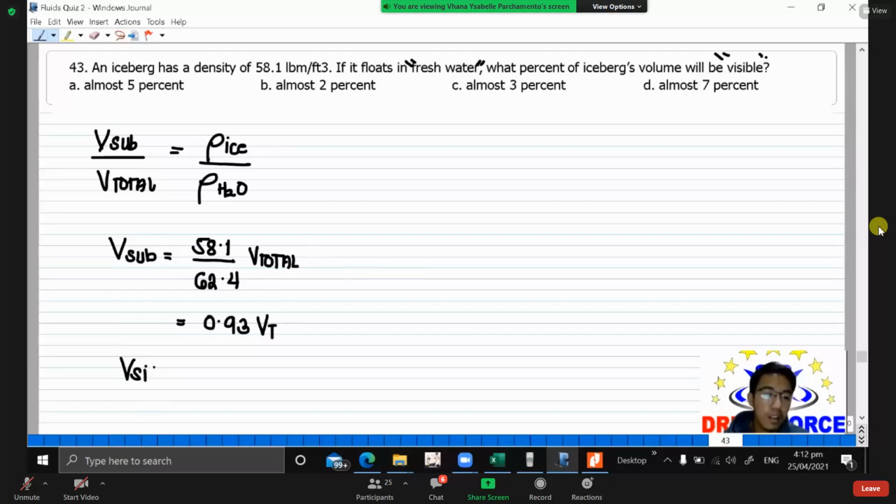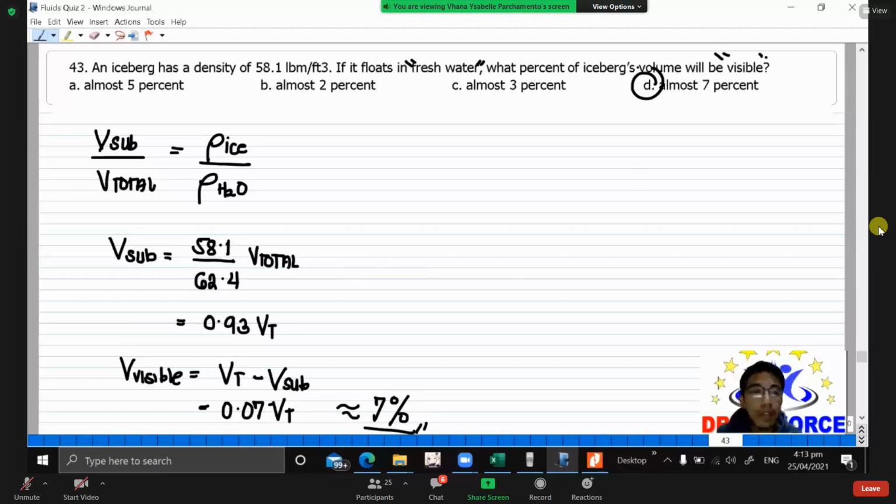Okay, so yung volume na visible, okay, that is yung ating total volume minus yung submerged volume. So simply, that is 1 minus 0.93, or that is 0.07 of the total volume, or that is equal to 7% of the total volume. So we have letter D. Okay, again, so yung density, pwede mo yung palitan ng specific weight to specific weight. Okay, pares lang naman yan.